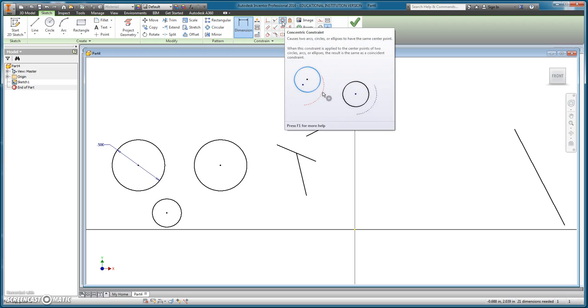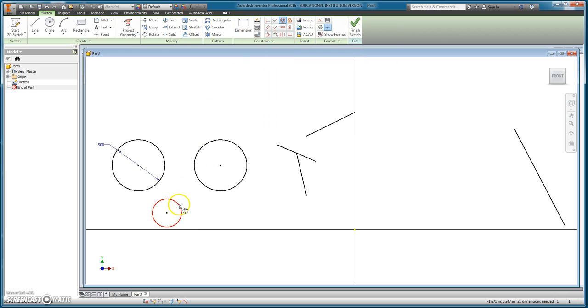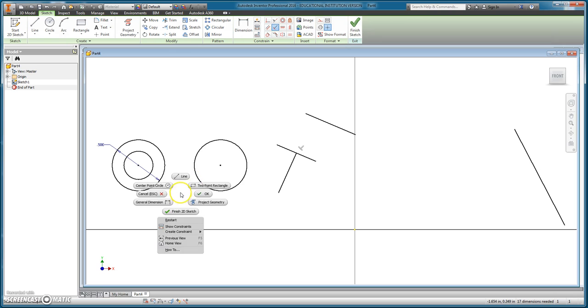Concentric. Concentric circles or concentric arcs link center points. So for example, if I want this one and this one to share the same center point, I can use that concentric geometric constraint. Parallel. Pretty straightforward. Makes those lines parallel. Perpendicular. Makes those lines perpendicular to each other.